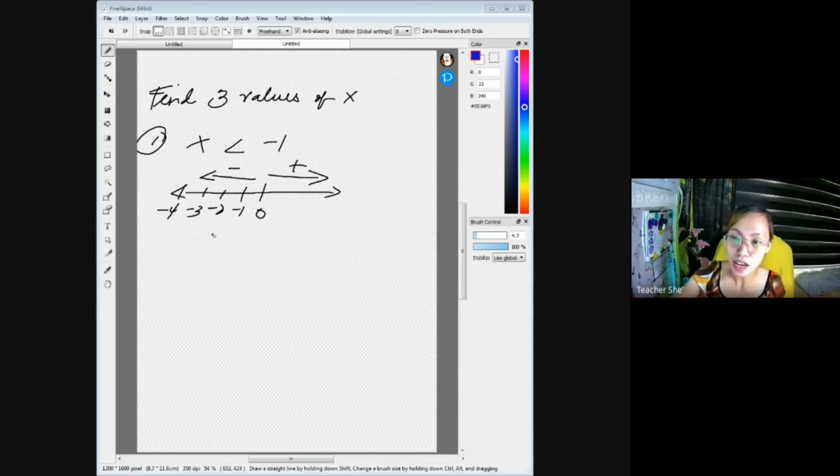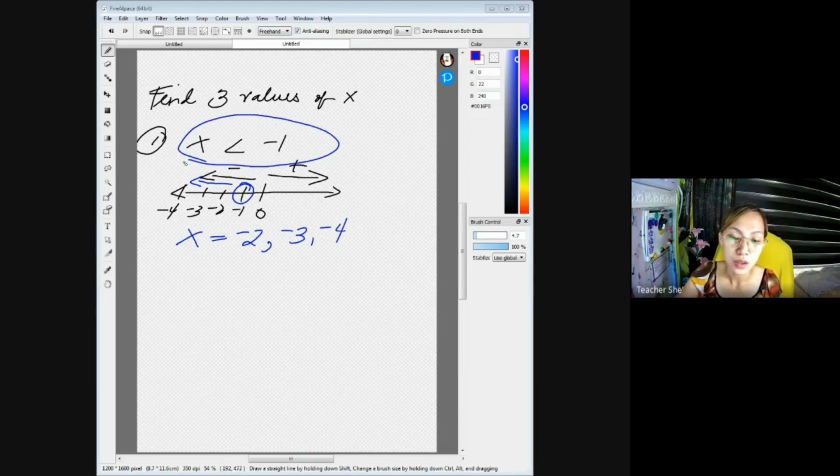The value of x here is negative 1. Of course, yung next to negative 1 is negative 2. What else? Negative 3 and negative 4. Base sa given, that is x is less than negative 1. Of course, negative 2 is less than negative 1. Negative 3 is less than negative 1. And also, negative 4 is less than negative 1.